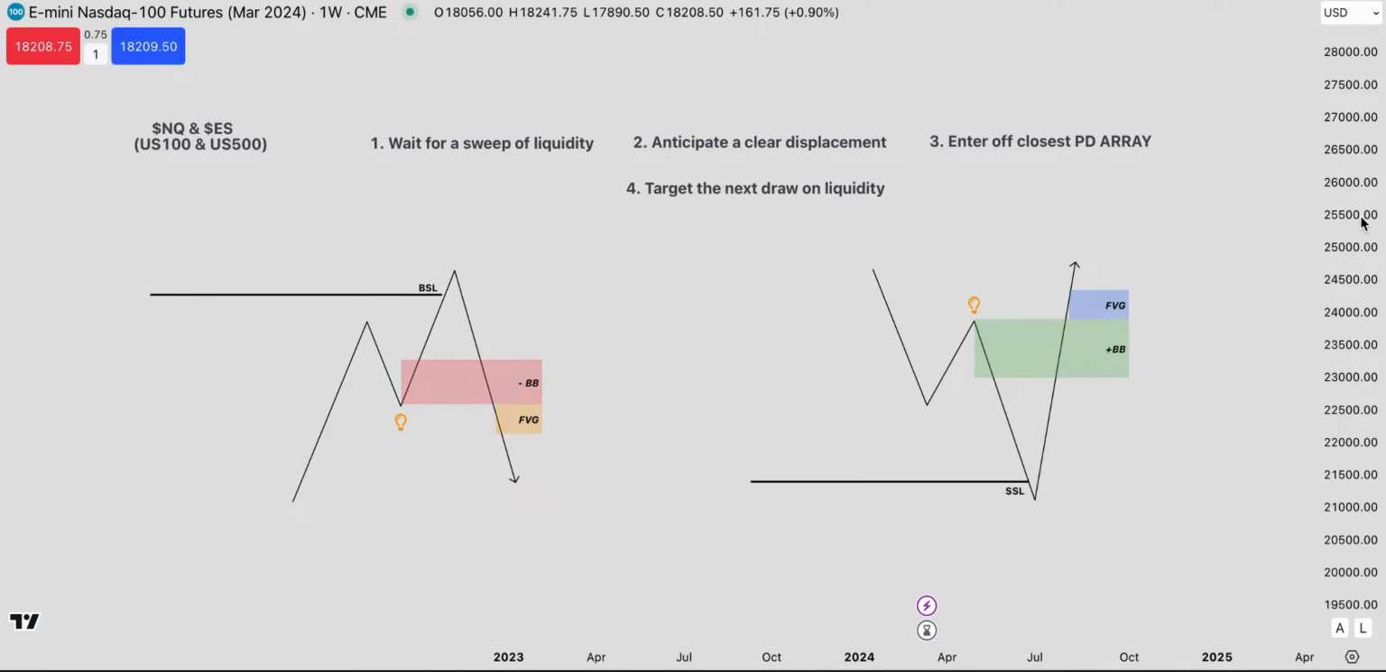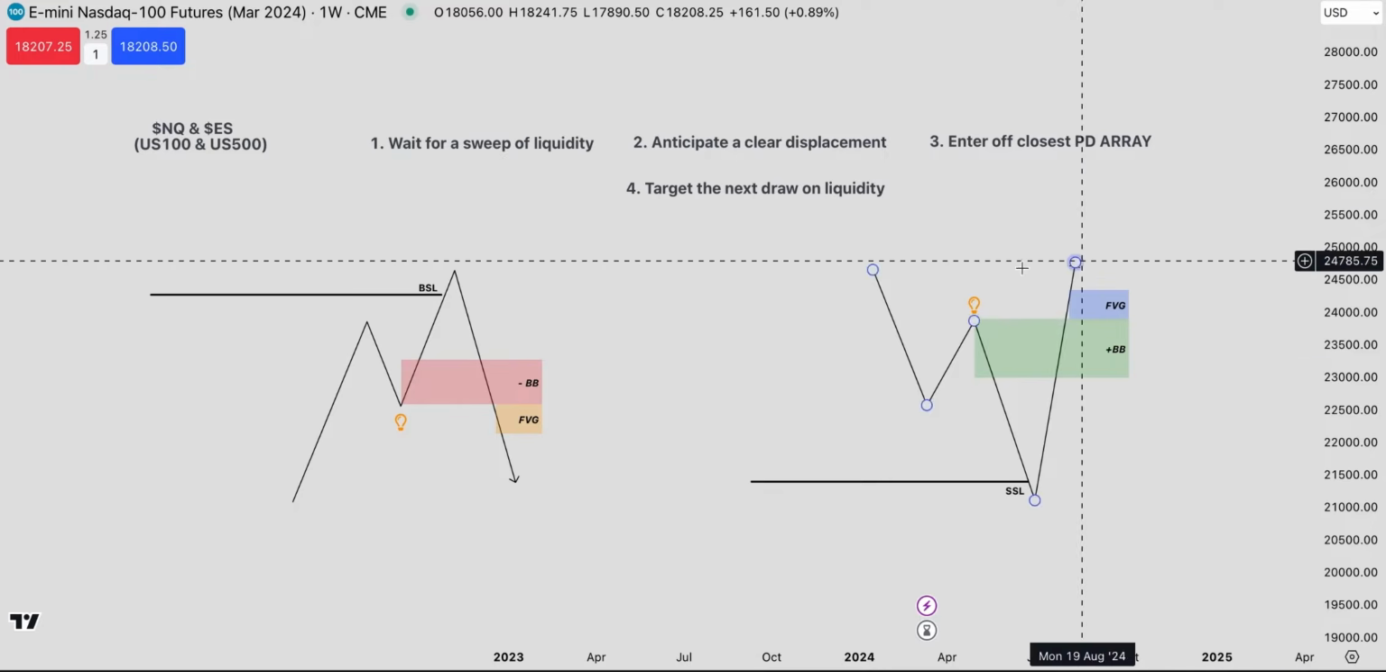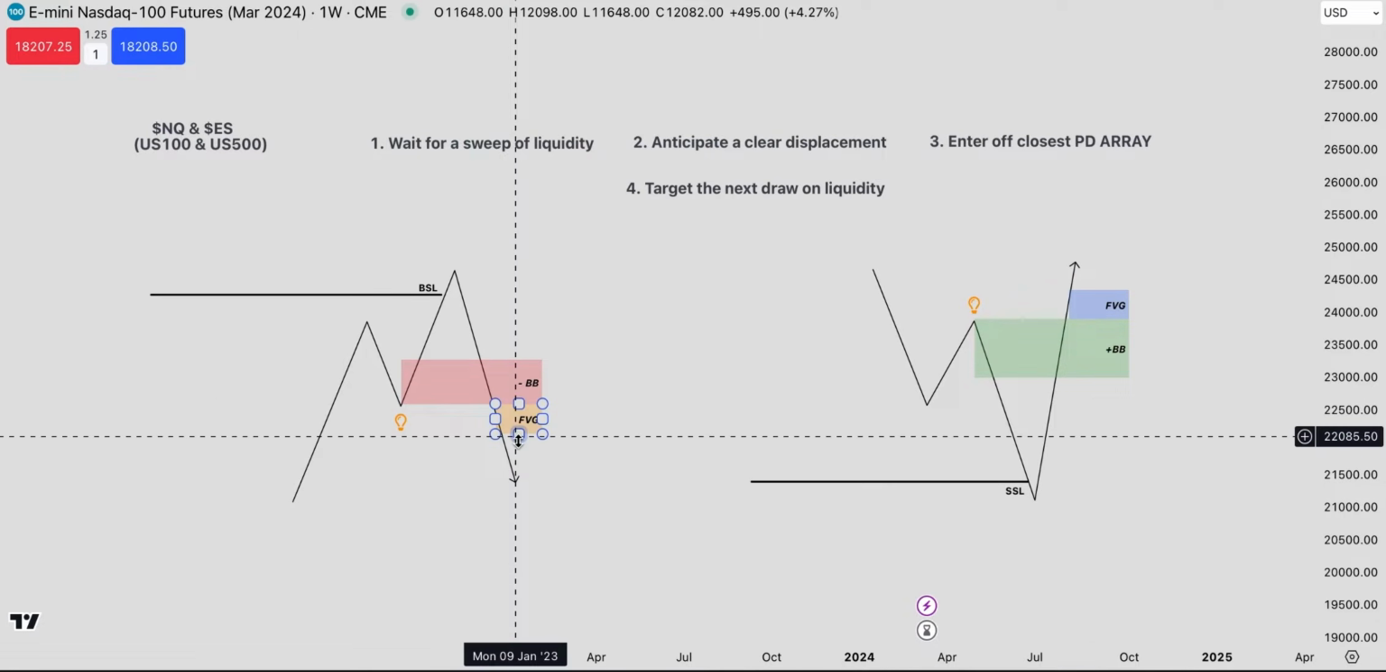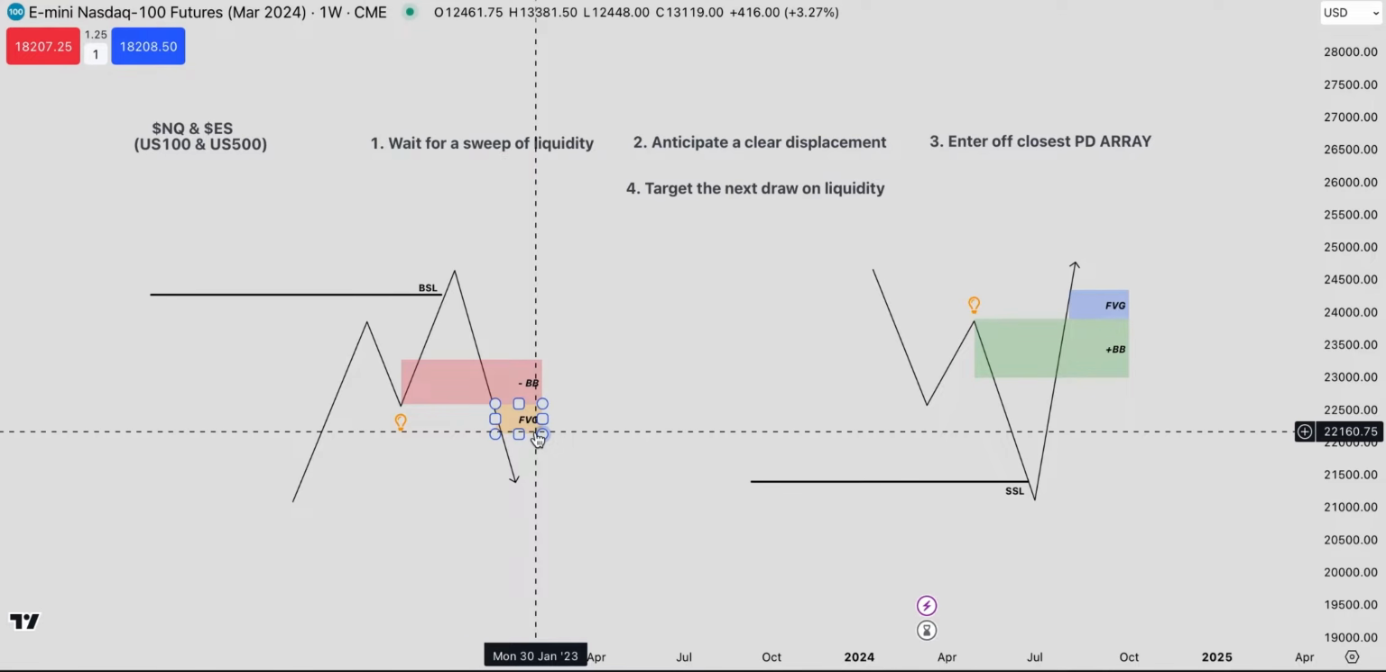Now, most of the time, you'll get a retracement back into either the fair value gap or breaker. And what I've learned from my backtesting is that you want to enter from the closest PD array. Now, what do I mean by that? So let's say the fair value gap is lower than the breaker block, like in this example here. You would want to enter from the fair value gap, as you risk missing the move if you decide to get a better entry from the breaker. And this goes vice versa.